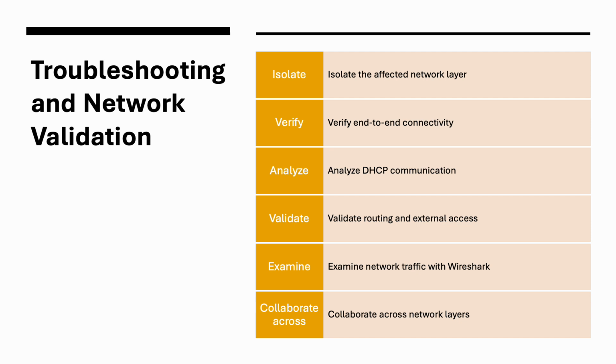Instead of changing everything at once, we tried to find which part of the network was causing the problem. We checked an access layer, IP addressing, routing, and external connectivity separately. We also analyzed DHCP communication and used Wireshark to examine network traffic.